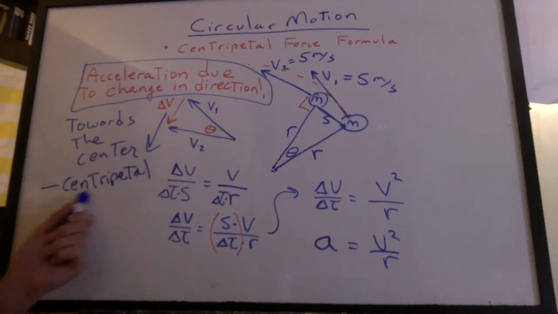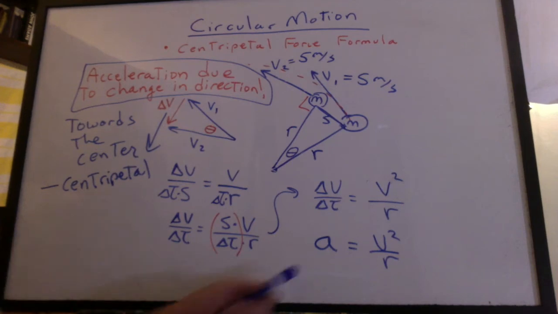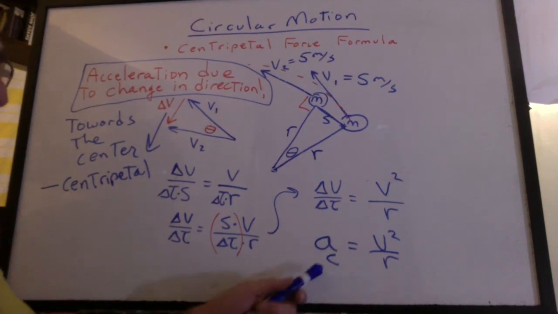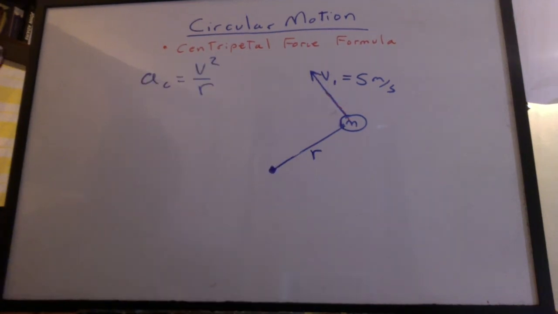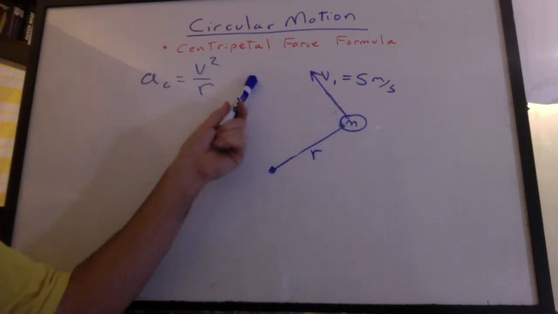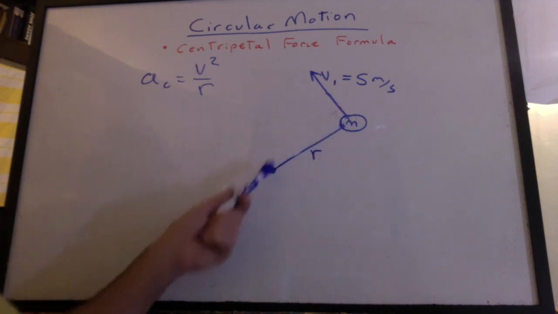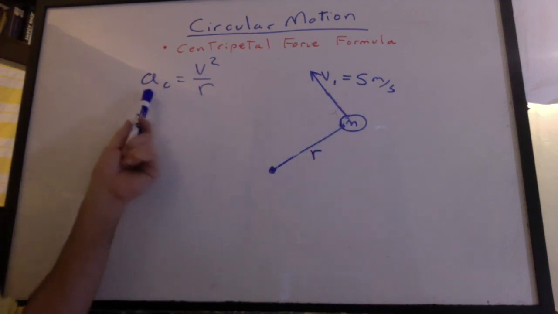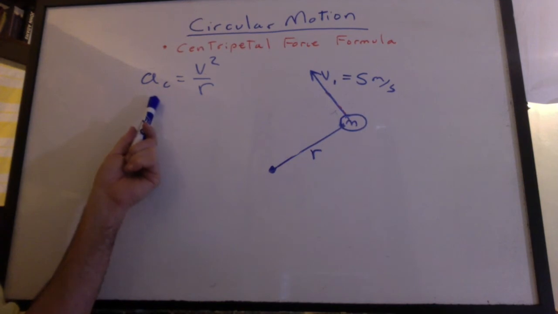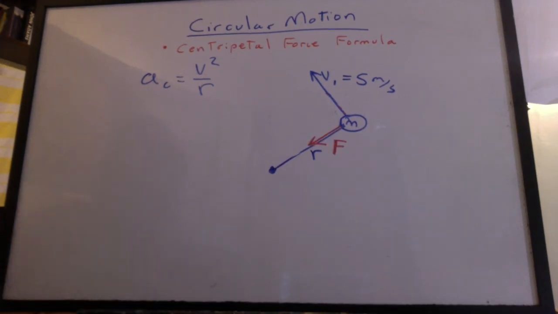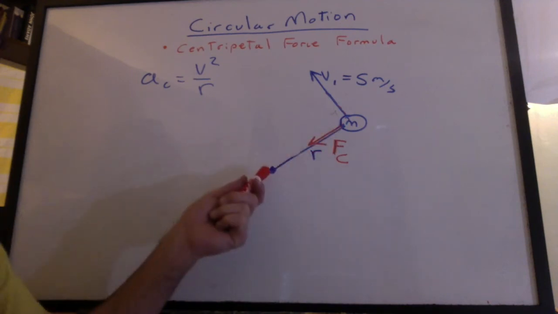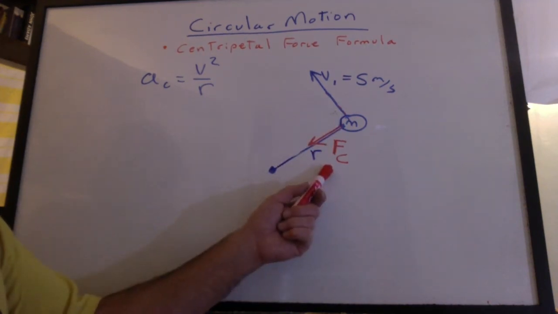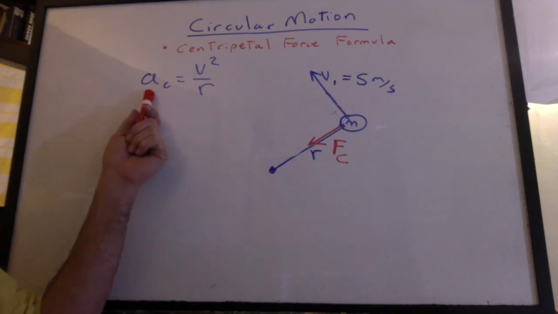And that's what we call centripetal. So this acceleration gets a letter C for centripetal, or towards the center. So as this ball moves around, it's accelerating towards the center. So what causes that centripetal acceleration? There has to be a force. And we label it with a C. It's towards the center. So how can I calculate that force from the acceleration?